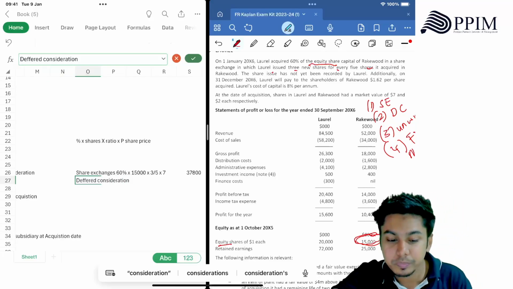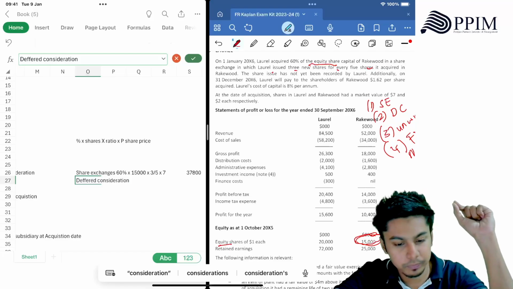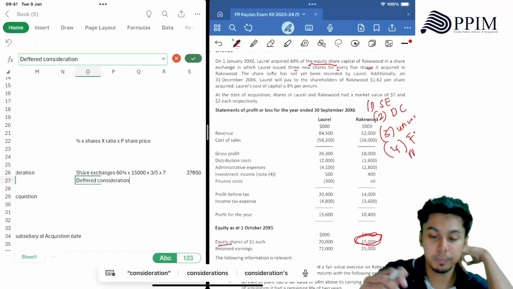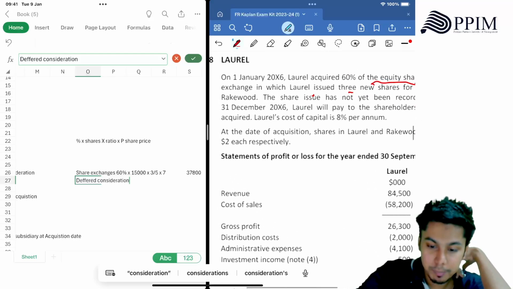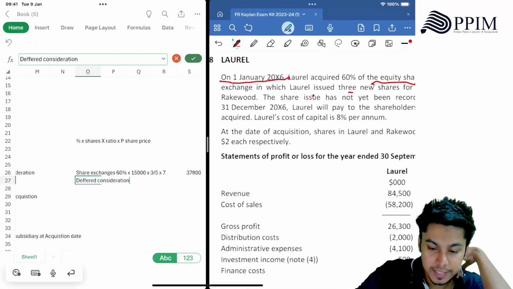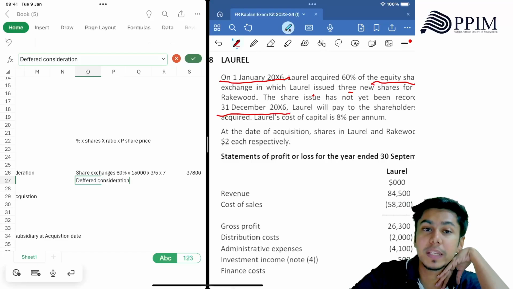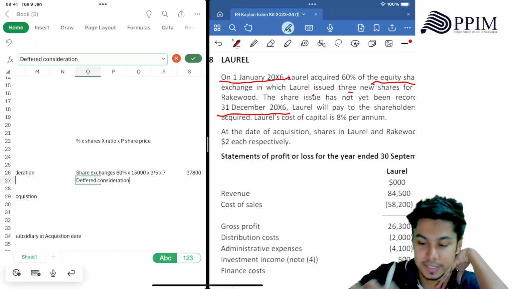But they're telling, additionally, on 31st of December 2006, guys, keep note of the date. Look at this. We are buying the company in January. They will make this payment on 31st of December 2006. That is after how many years? After 1 year. Very good.